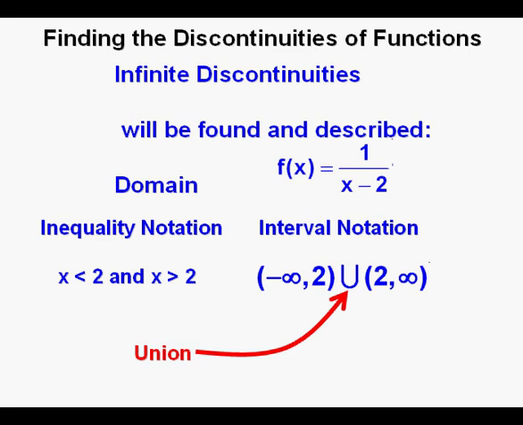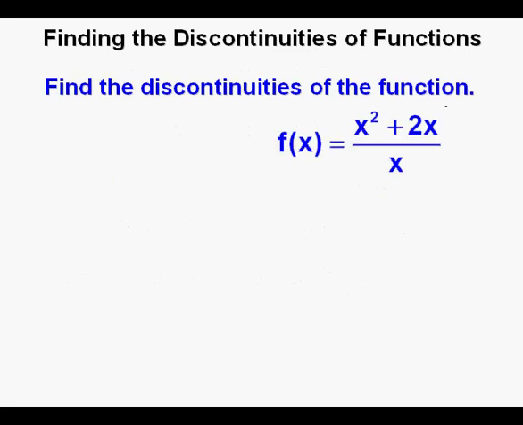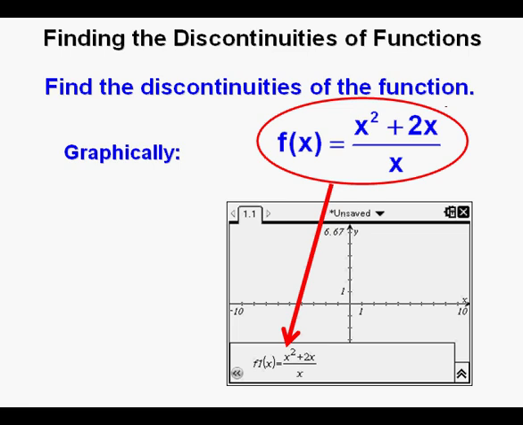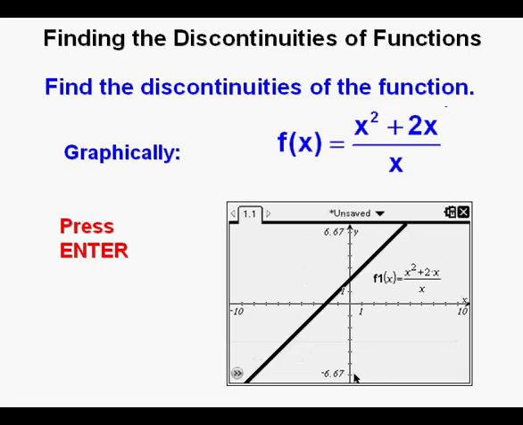Now we'll look at this function, f of x equals x squared plus 2x over x. We'll first attempt to find discontinuities graphically. We enter the function into the calculator. Next we press enter to graph. By graphing, can we observe anything that looks like a break or discontinuity?